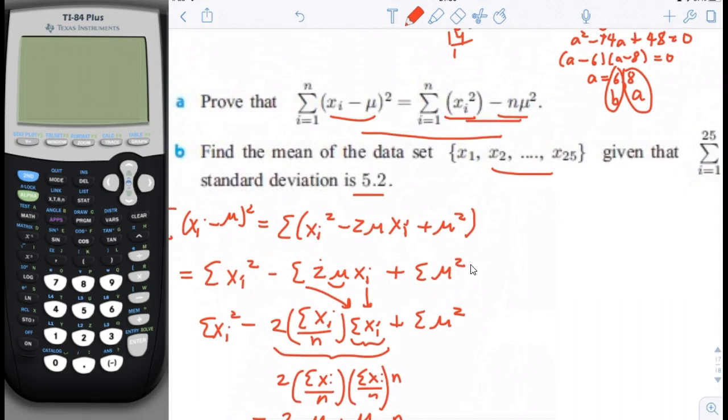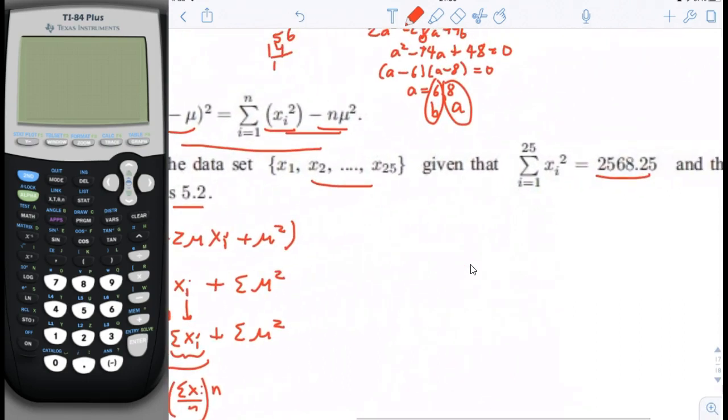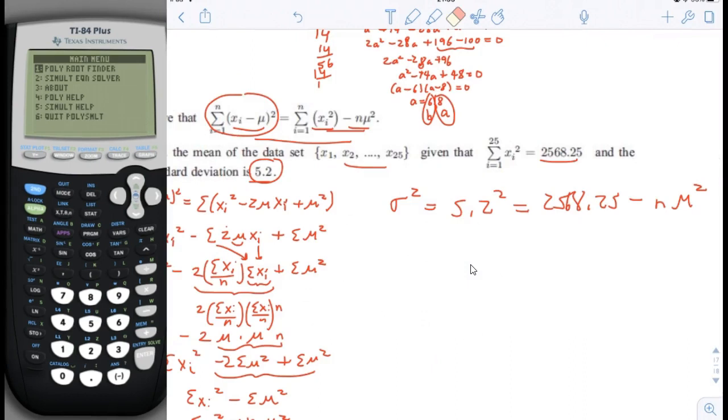Then it says to find the mean of this data set given that the variance is 5.2 squared and sigma xi squared is 2568.25. So we're going to take this equation that we just proved, and then we're going to substitute in for the left side, it's the variance, so we're going to put sigma squared there. And the right side is going to be sigma xi squared, which is 2568.25, minus n mu squared. And now let's solve for mu. What's n again? So n is going to be 25 because we're summing from 1 to 25.